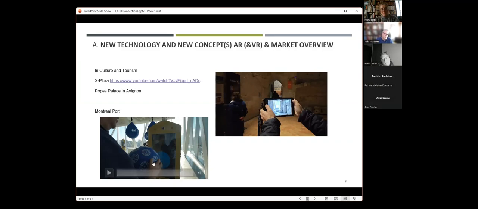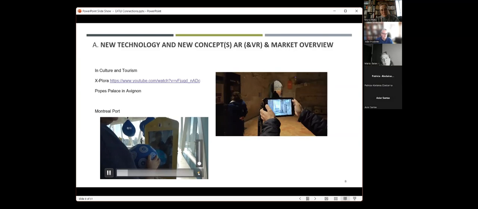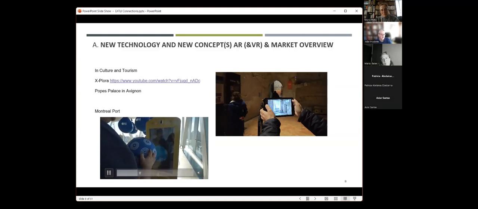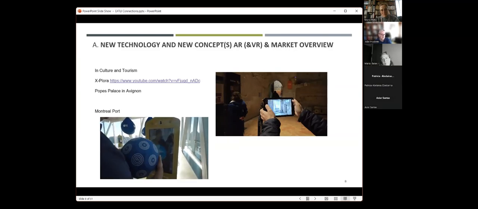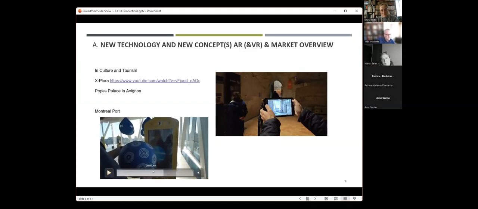At Montreal Port, I had a different experience. We had a system that is a globe. Just a second, a globe. Let me make this bigger.